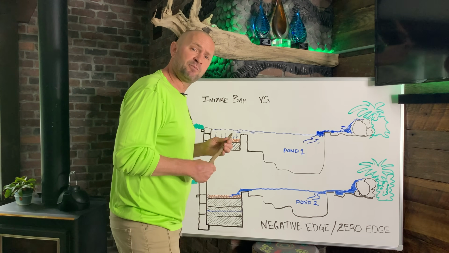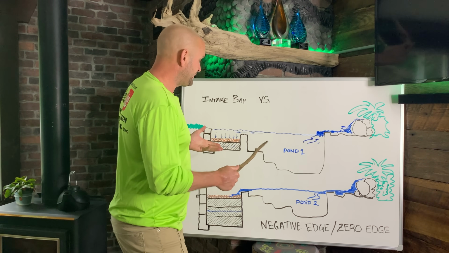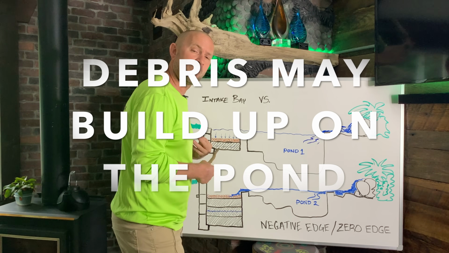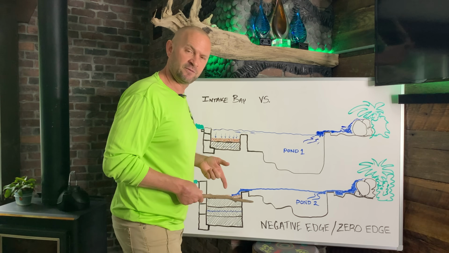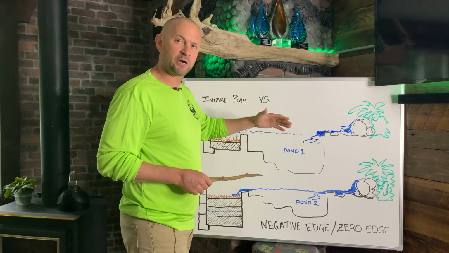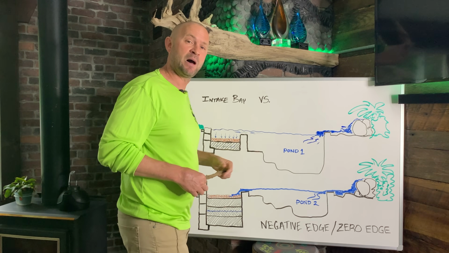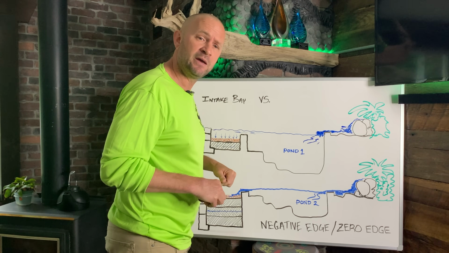The last thing I want to point out about your intake bay is that the debris that lands in your pond doesn't just go away. And that's the big difference between the intake bay and the negative edge or zero edge pond, is that here the water holds the debris, it pulls it into one corner, but it does have the potential to back up into that pond area. So I think we covered the basics on the intake bay and how it works.